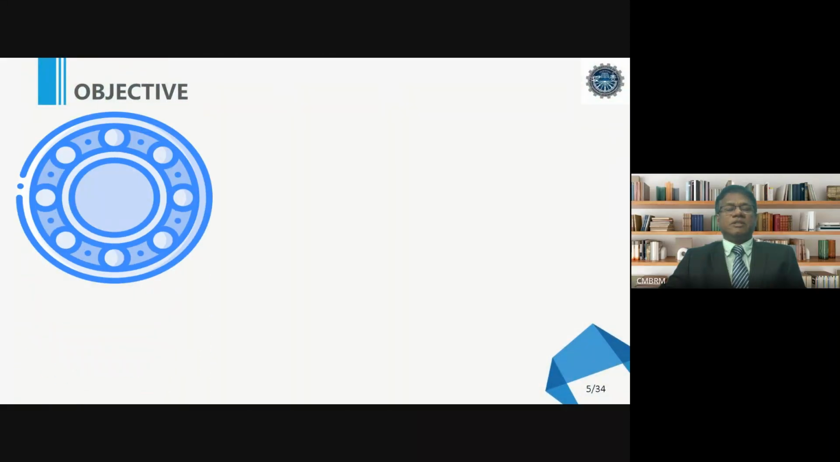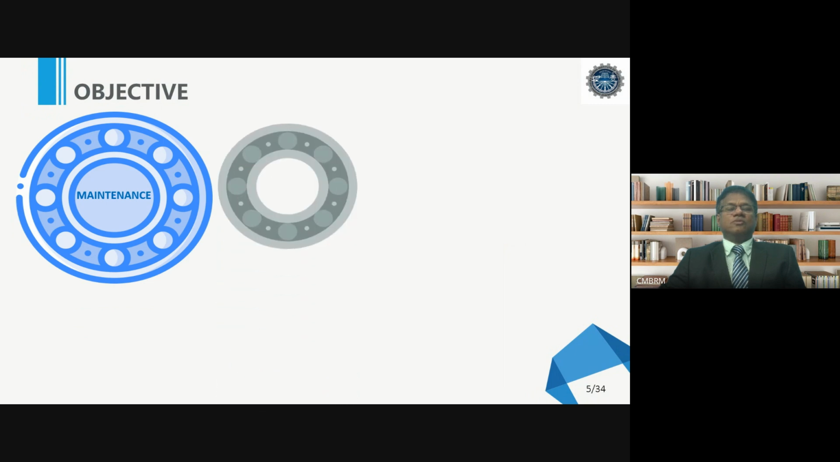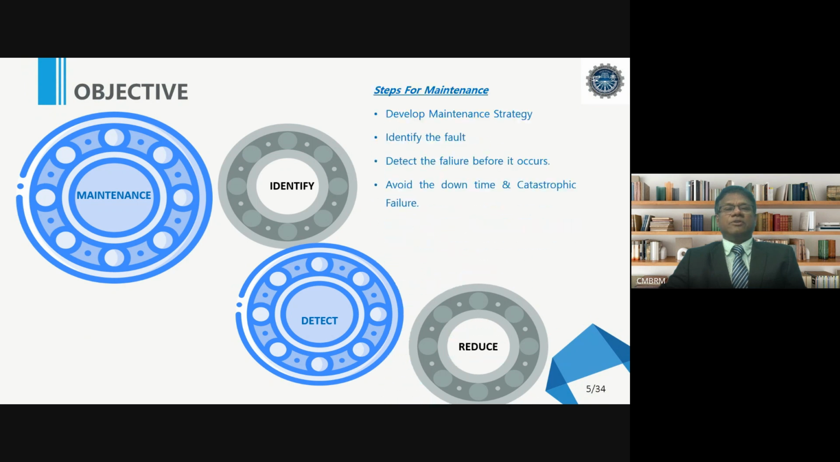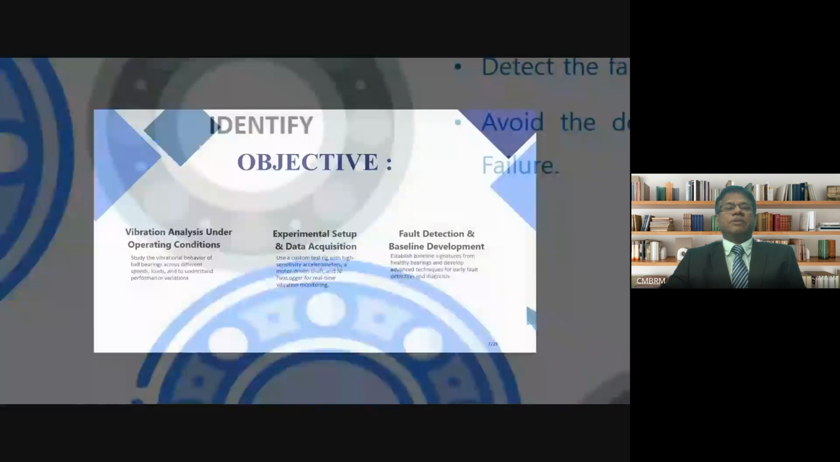So what is the objective of this research area? Basically, the objective is maintenance. Whenever we have any mechanical component, it requires maintenance. To maintain the component, we have to identify the defect, and whenever we identify the defect, we have to reduce it. This is the objective of any mechanical engineering maintenance process. So to step into maintenance, develop a maintenance strategy, identify the fault, detect the fault before it occurs, and avoid downtime and catastrophic failure. This is the objective of the whole research area.